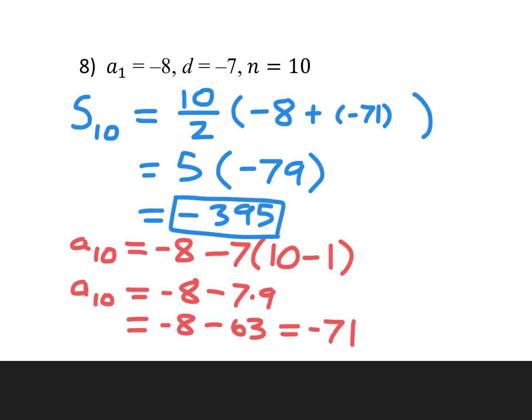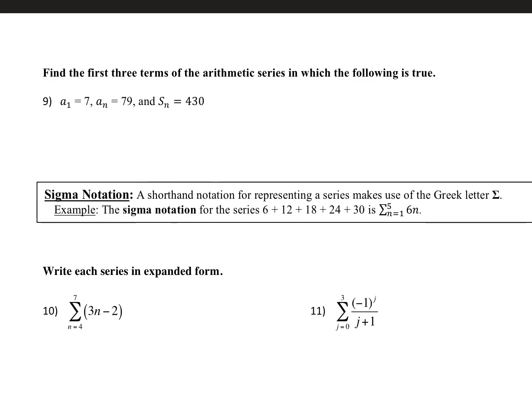All right, for number 9, they want the first 3 terms. So we want A1, A2, and A3. And actually, one of them is already given to you, so we really just need A2 and A3. So I'm going to start with the sum formula since they give you Sn. So plugging into the sum formula, I'm not going to write Sn because I already know what the sum is.